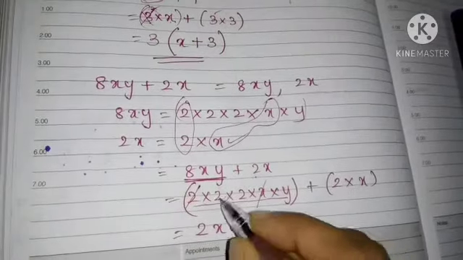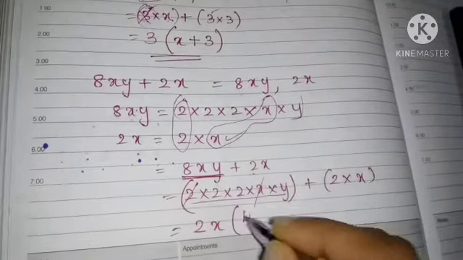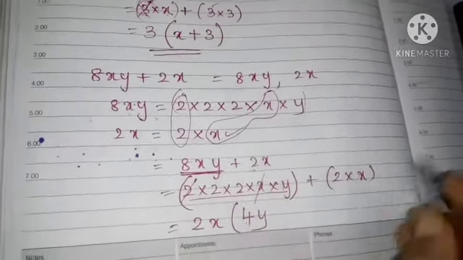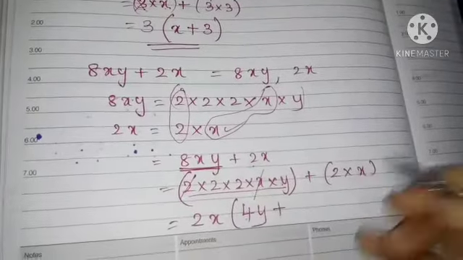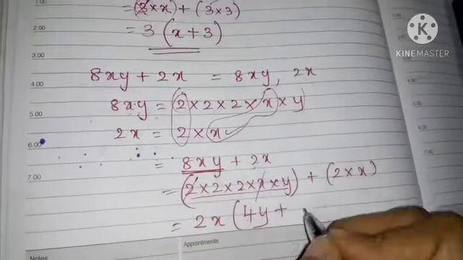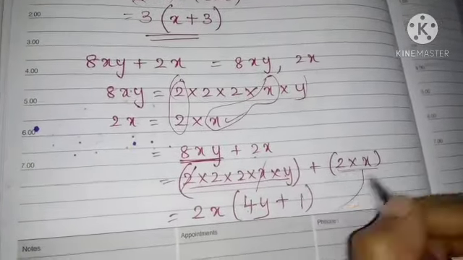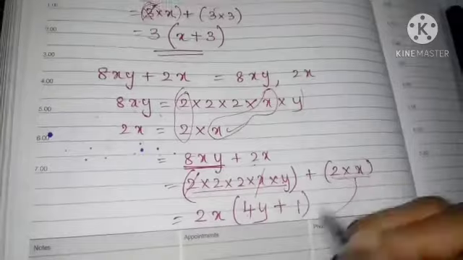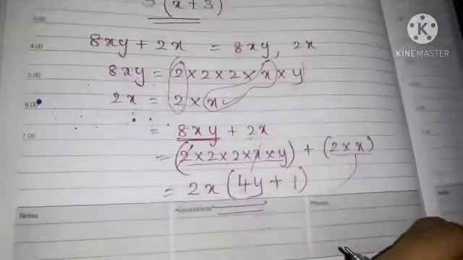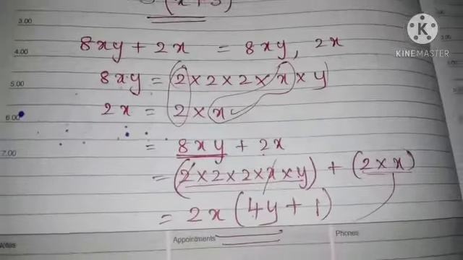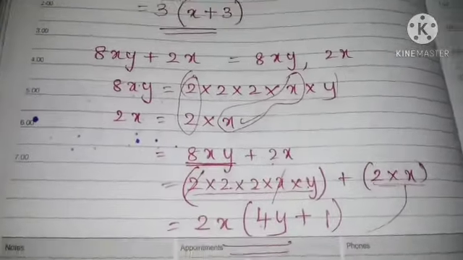So what is remaining? 2 into 2, 2 2s are 4, into y, 4y. Then plus, if I take 2x outside, what will be remaining? 1. Yes, children? If I take 2x outside, 1 will be there. So 2x into (4y plus 1) is the final answer. Okay. Next I am going to teach you example number 1.